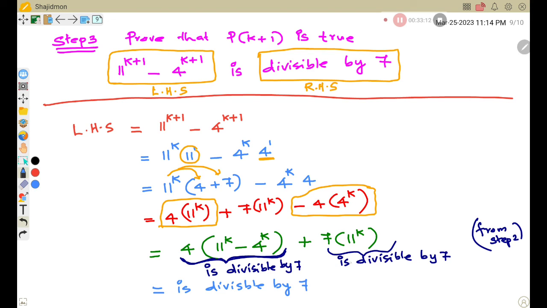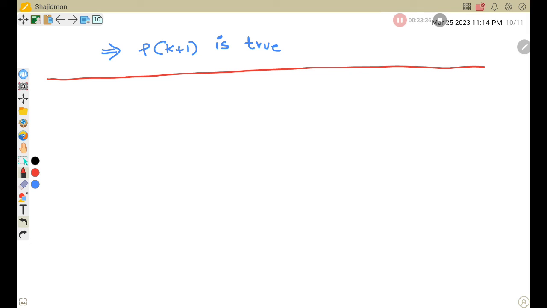That is the RHS, right hand side, correct? Equal to the right hand side. That means 11 power k plus 1 minus 4 power k plus 1 is divisible by 7. Hope you understood. That means, what is the meaning? That means p of k plus 1 is also true, correct? So first we proved p of 1 is true, then we assumed p of k is true, now we proved p of k plus 1 also true.